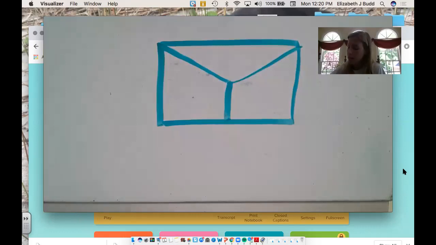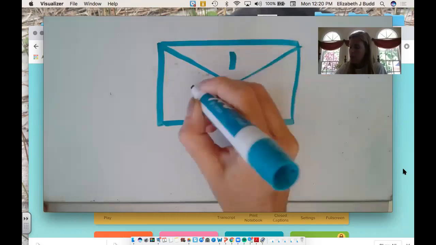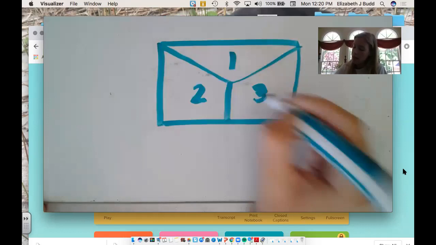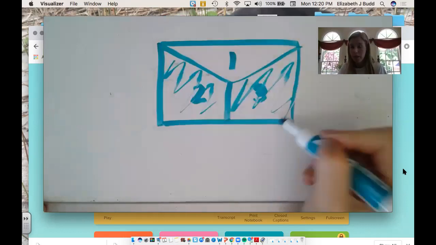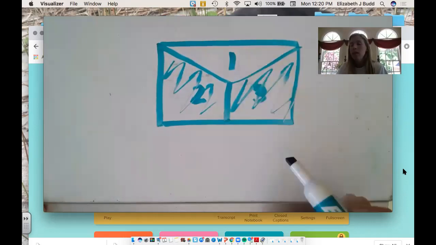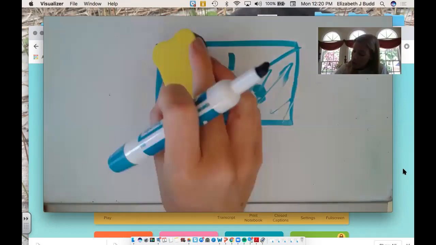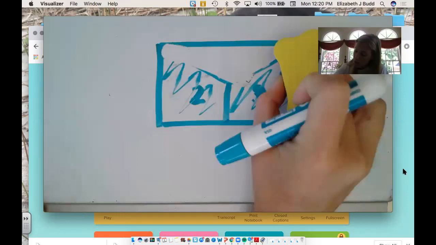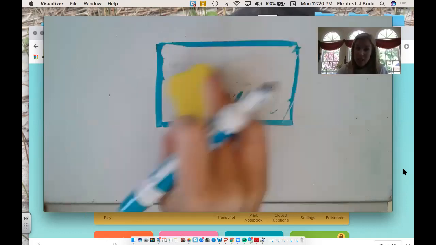Okay, so looking at the rectangle, I've got one piece here, two pieces here, and three pieces here. And I noticed that this piece and this piece are equal to each other. But is this piece the same size as those are? The answer is no. So we cannot use our fat Y strategy when we partition a rectangle into thirds. We can't do it. Instead, there's an easier way to do it.